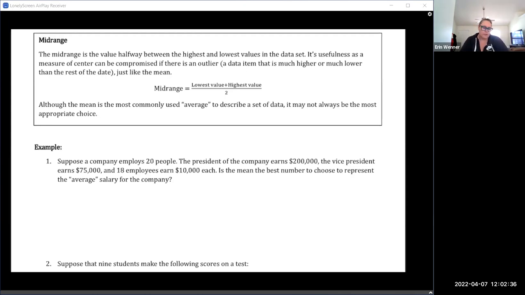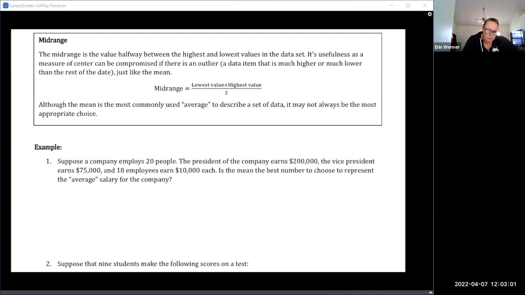So its usefulness as a measure of center can be compromised if there's an outlier, much like the mean can be compromised by an outlier as well. And an outlier is a value that's either much higher or much lower than your overall set of data. Although the mean is the most commonly used average to describe a set of data, it might not always be the appropriate choice.